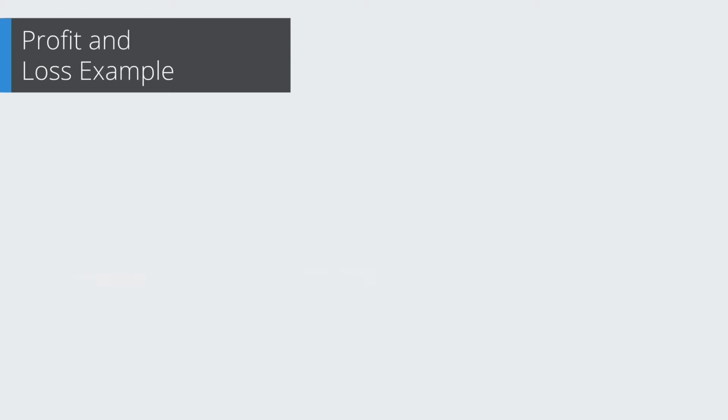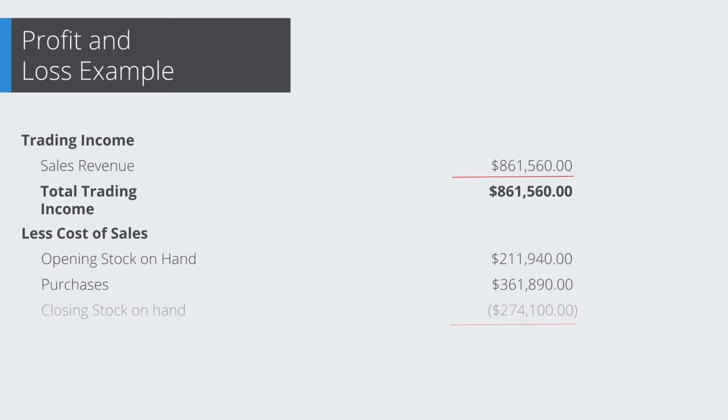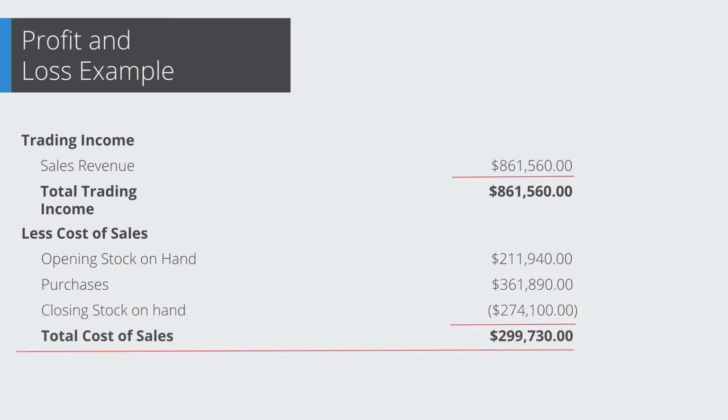So let's look at how this looks once we've put our journal through. So we've got our trading income, which hasn't changed. We've got less cost of sales, which is our opening stock on hand, our purchases, less our closing stock on hand, which updates, that gives us our total cost of sales, which gives us our updated gross profit, which is very different to what we saw in the other example.